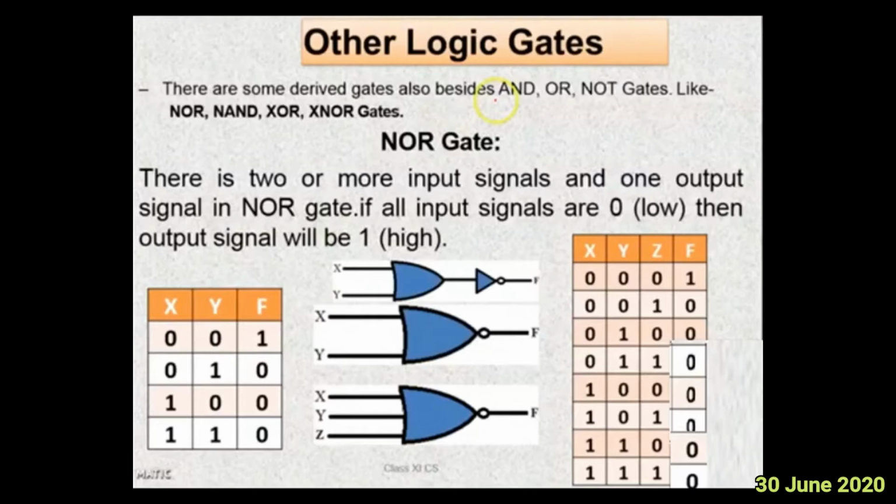Now, in this class, as we already know, we have discussed the basic logic gates: NOT, OR, and AND gate. OR is similar to addition, AND is similar to multiplication, and NOT is a negation. Apart from these three basic gates, we have some other gates that we call the NOR gate, NAND gate, exclusive OR gate, and exclusive NOR gate. Let us see these gates now.